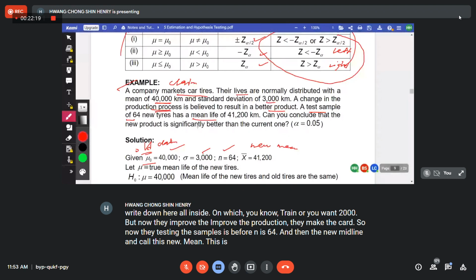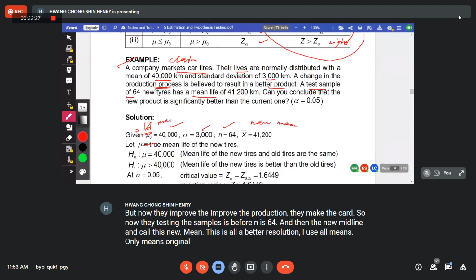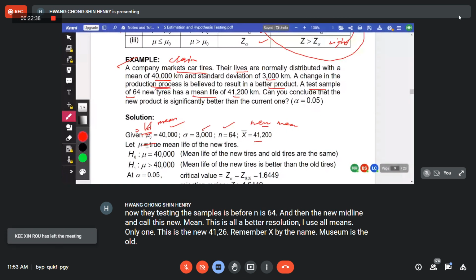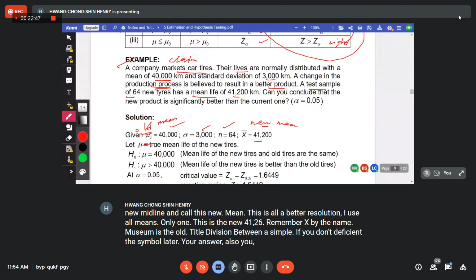This is O. I better not use the word claim. I use O mean, which means the original one. This is the new mean, 41,200, the X bar. Remember, X bar is the new, and mu 0 is the O. Try to differentiate between the symbols. If you don't differentiate the symbols, later your answer also will become wrong. Right? So many symbols here.